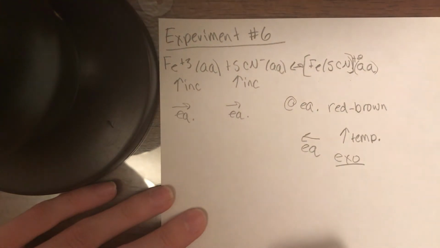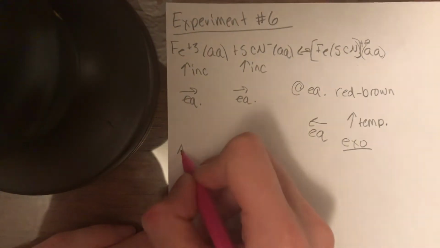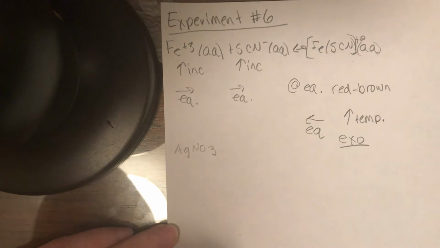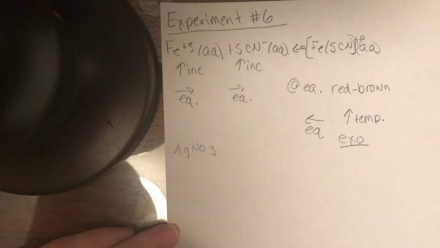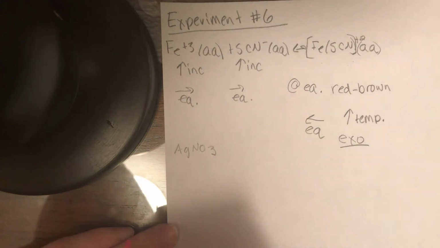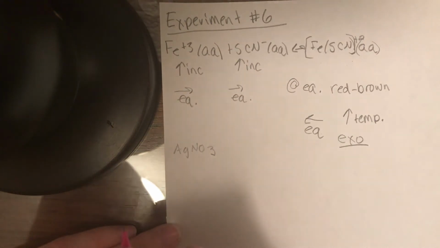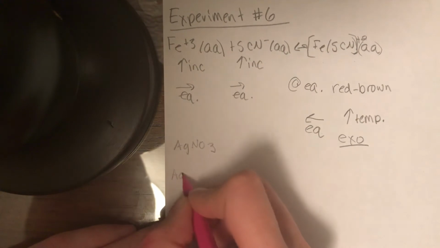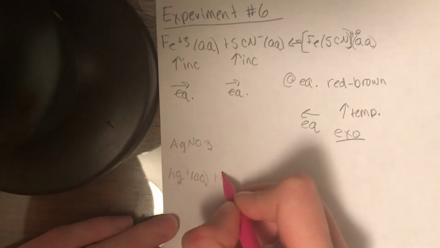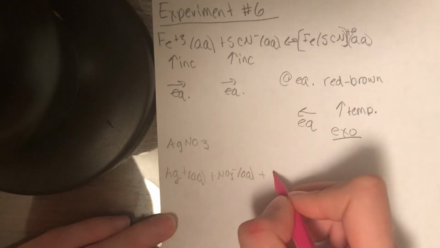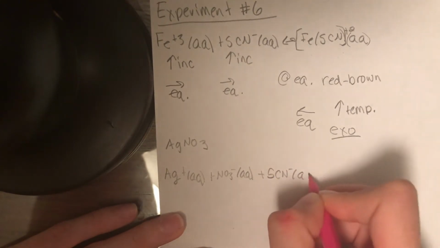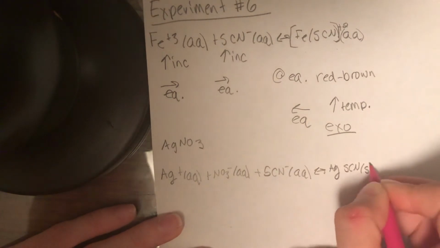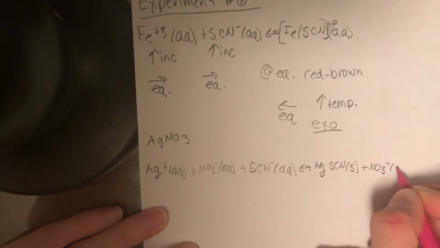The last stress that was applied was adding AgNO3 to the solution. It should be noted that neither the Ag+ nor NO3- ions are in the equilibrium equation. From the lab manual on page 39, compounds containing nitrates are soluble. So if AgNO3 was reacted with, let's say, an SCN- ion, we should expect the ionic equation to look like this: Ag+ aqueous, because it's soluble, plus NO3- aqueous, also soluble, plus our ion from above, SCN- aqueous, which would then go to AgSCN solid plus NO3- in the aqueous form.